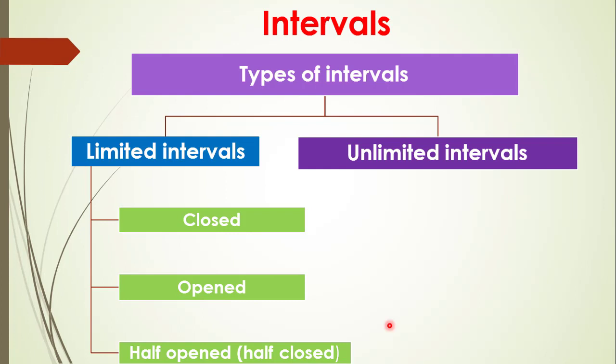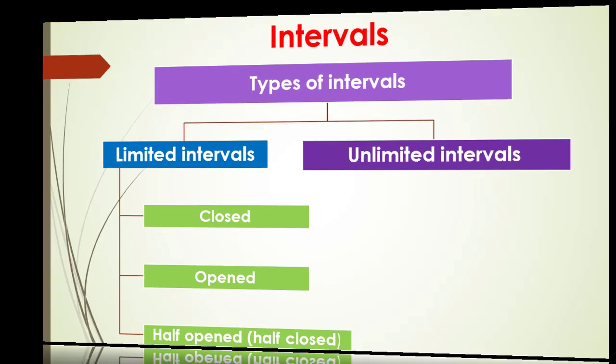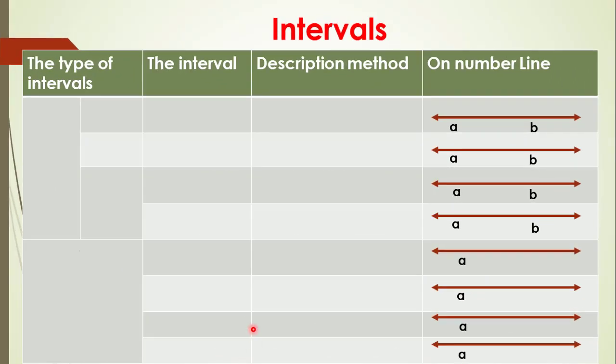We have different types of intervals. We have limited intervals and unlimited intervals. The limited intervals can be closed, open, or half open. This table will clarify the types of intervals. We have two real numbers, a and b, where a is less than b. The first type is the limited intervals. Let's take, for example, the closed interval. A closed interval means closed at a and at b.